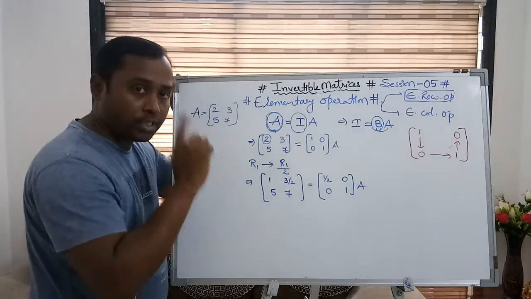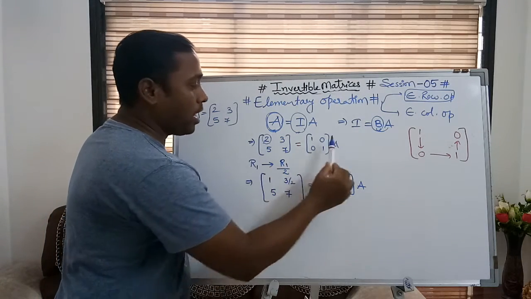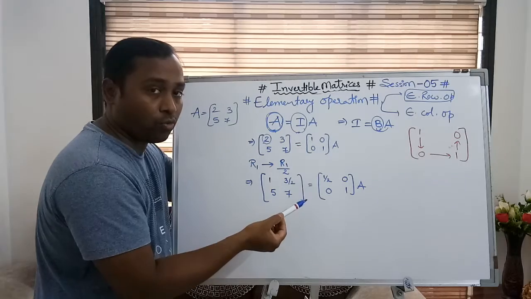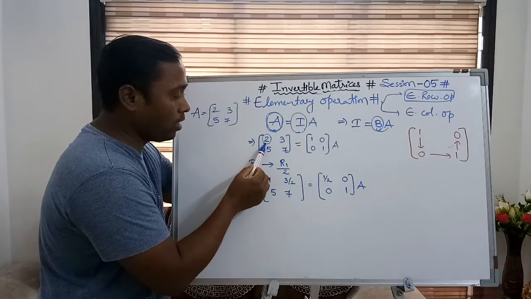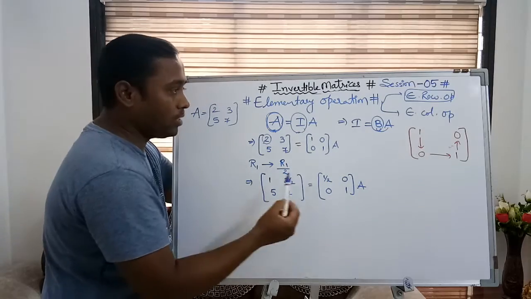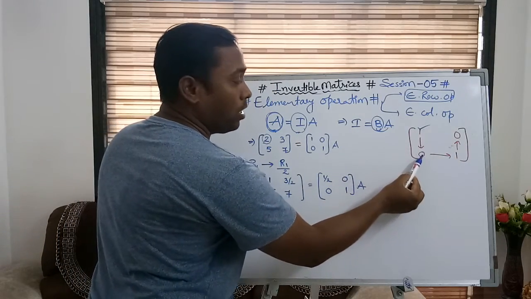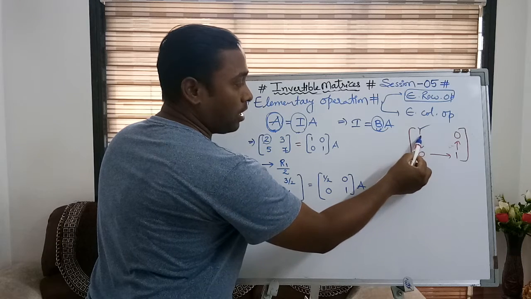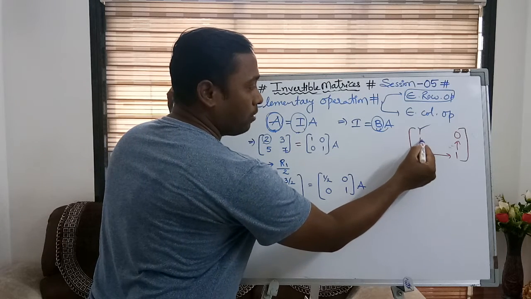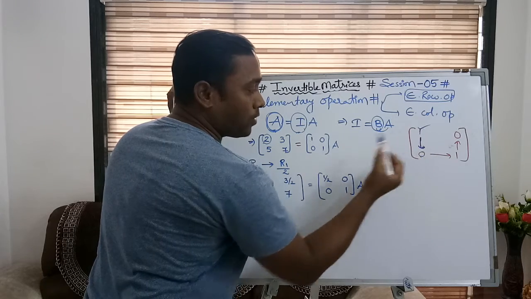Have you understood the first step? What I did: I required 1, that's why I divided the entire row by that constant. I need 1, so to get 1 I have to divide by the same constant. Once it is done, my first target is done. So what is the next target? I want 0 here. See, I have made the arrows here. Please follow the arrows. After making 1, we are looking for 0.